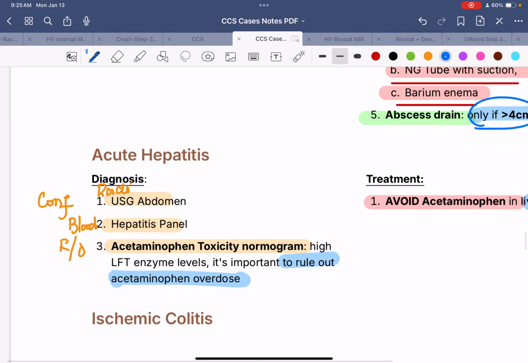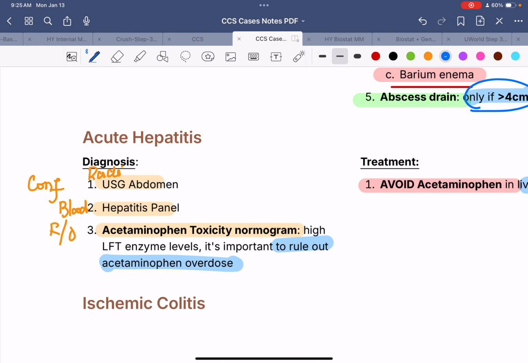Next off, we have acute hepatitis, right? Again, for acute hepatitis, just like we did previously, think about blood and think about radiological, just like we did for the acute pancreatitis, right? So blood, what can I do in the blood to rule out acute hepatitis, or confirm the causes rather of acute hepatitis? That would be doing the hepatitis panel, right? And similarly, it's possible that acute hepatitis is caused by acetaminophen overdose, right? So you can get an acetaminophen toxicity nomogram done, or you can also get serum acetaminophen levels done.